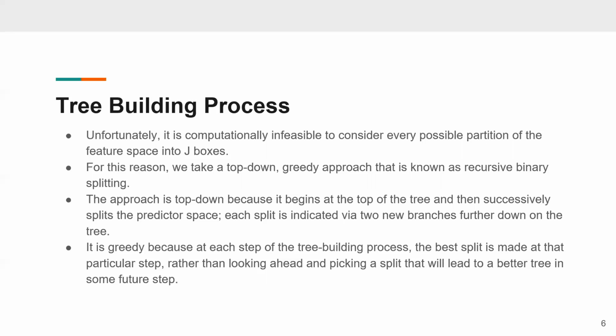The approach is top-down because it begins at the top of the tree and then successively splits the predictor space. Each split is indicated by two new branches further down on the tree. It is greedy because at each step of the tree building process, the best split is made at that particular step, rather than looking ahead and picking a split that will lead to a better tree in some future step. So I cannot look a couple of branches down to make a decision. I can only think about this node, just one split, one branch at a time. That's why it's greedy, and it's not going to generate a globally optimal solution. It can only generate a locally optimal solution.